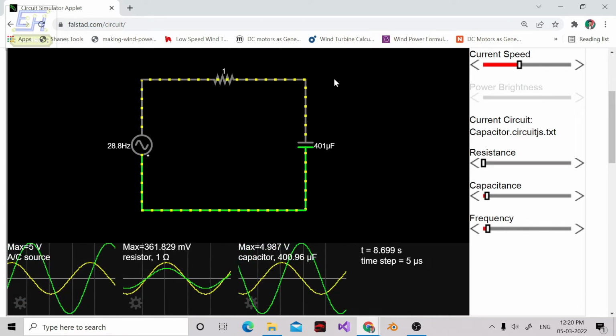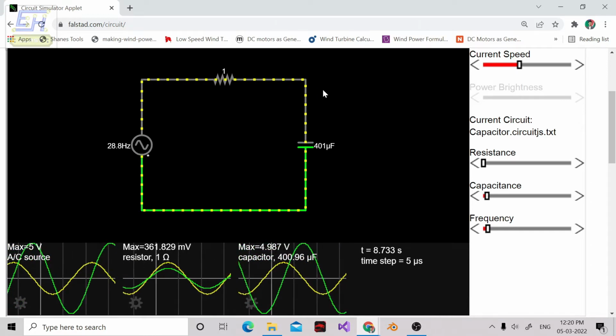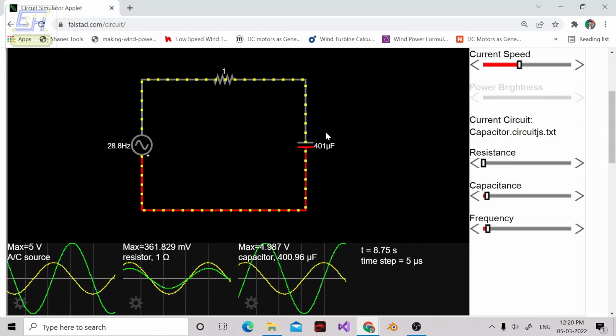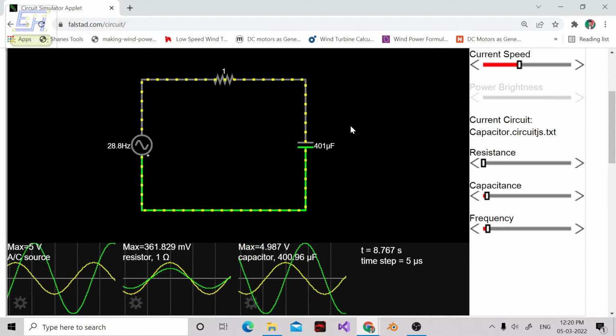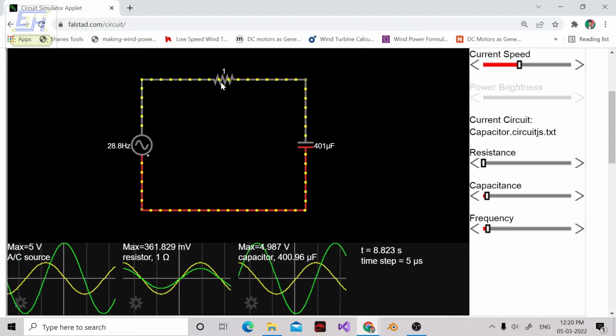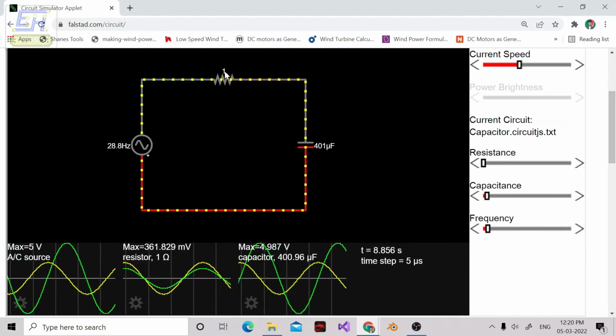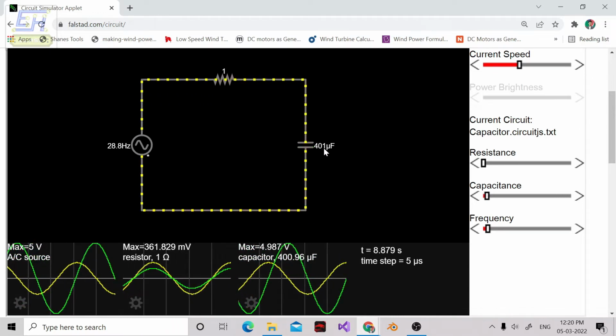You can also see the current oscillating. These yellow dots actually represent the current oscillating, and it is going back and forth due to this AC voltage source. First of all, I have set this resistance to a very low value, only 1 ohm, and here the capacitor is 400 microfarads.